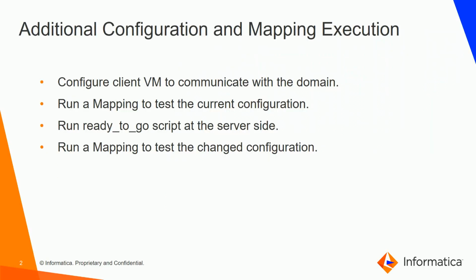In this video, we are going to configure the client VM so that it is able to communicate with the domain. Next, we will run a mapping to test the current configuration. We might see some failures, and to fix that, we will run the ready-to-go script on the service side. After the changes are done successfully, we will rerun the same mapping to test the changed configuration and see if that passes.